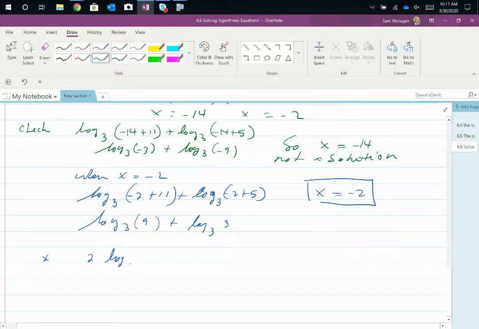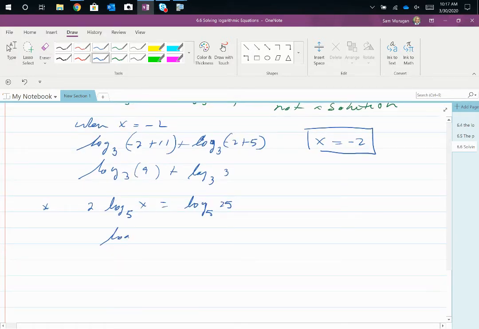2 log base 5 of x is equal to log base 5 of 25. So using the power rule, we have log base 5 of x squared is log base 5 of 5 to the power 2. So x squared must equal 25.